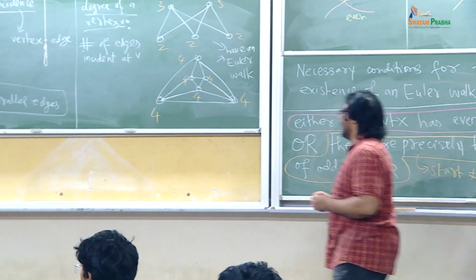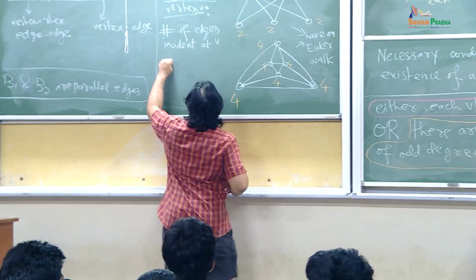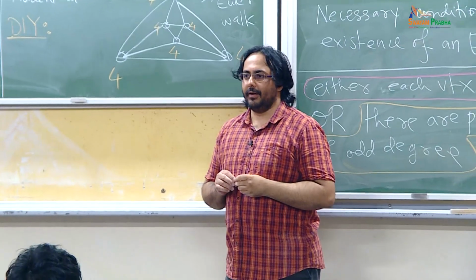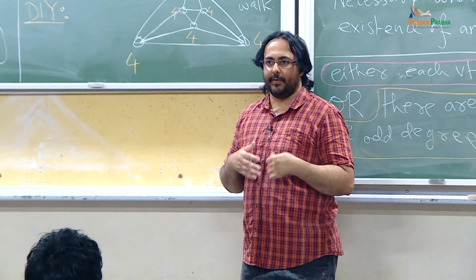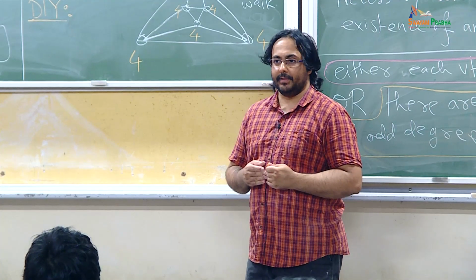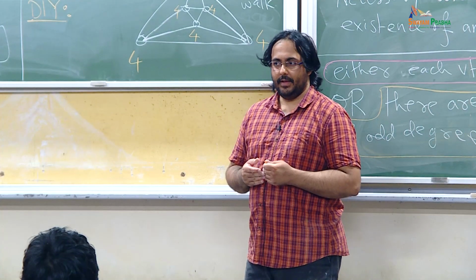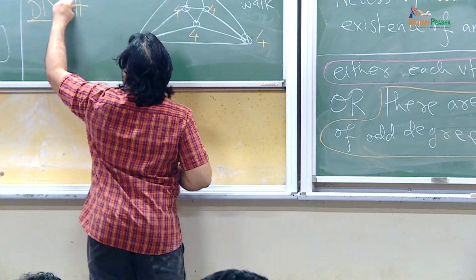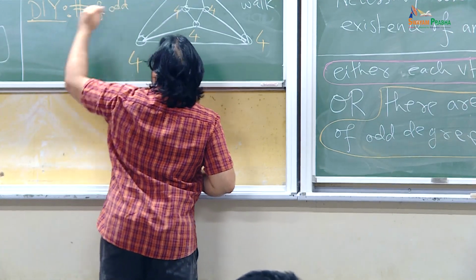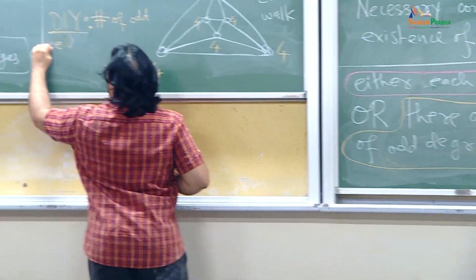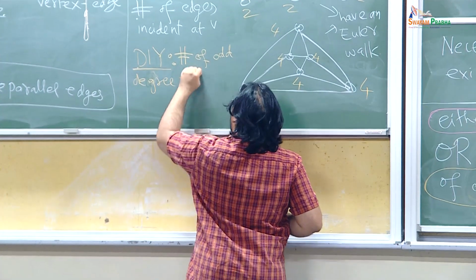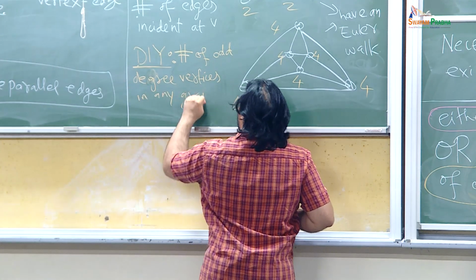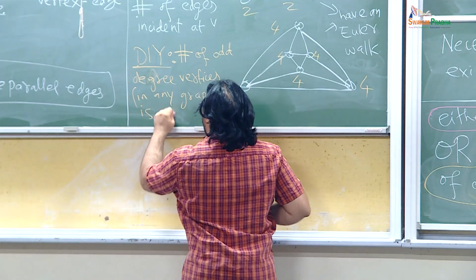Here is what I call, my lectures always have DIYs, do it yourself. So here is a fact, don't look it up, try to prove it yourself, try to convince yourself why this is true. The number of odd degree vertices in any graph is always an even number. It is actually a very fun problem. You can state this in a party.